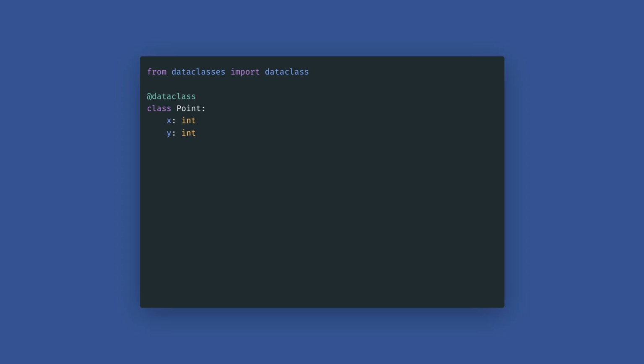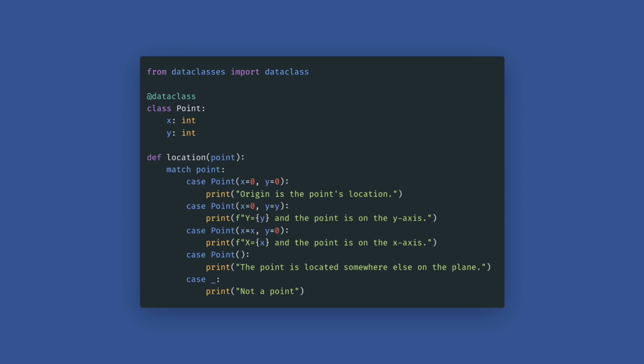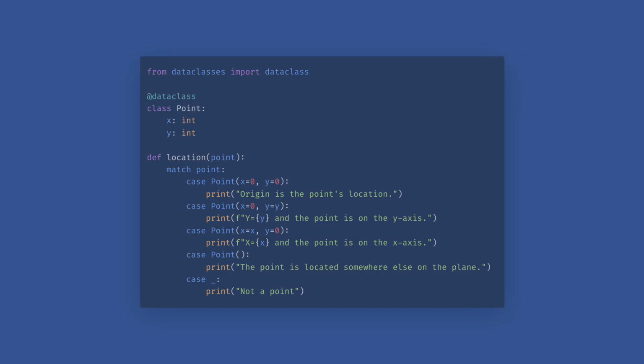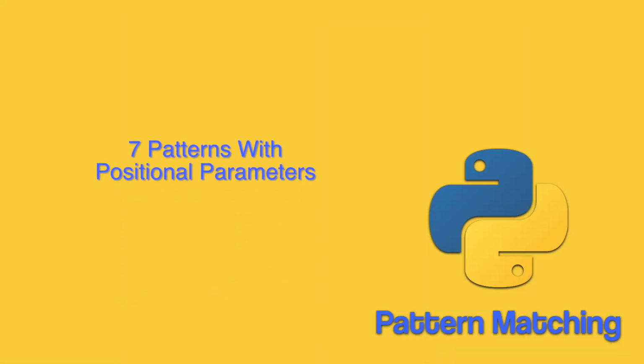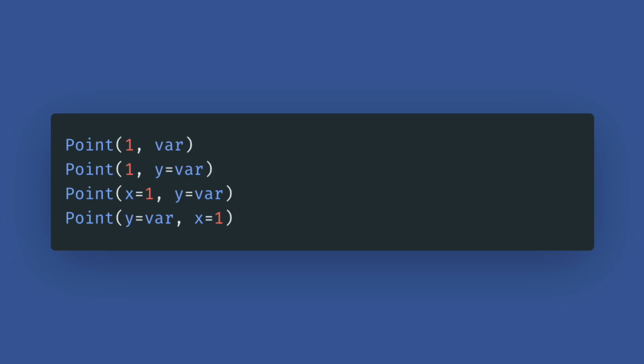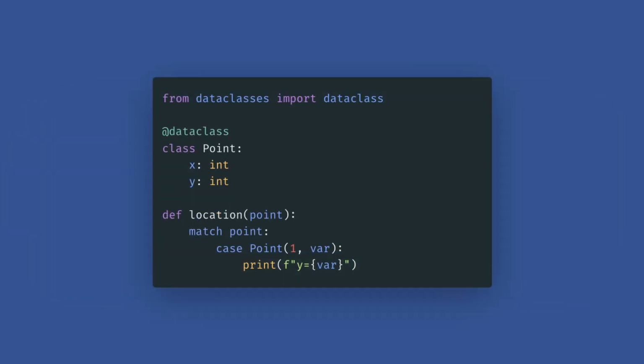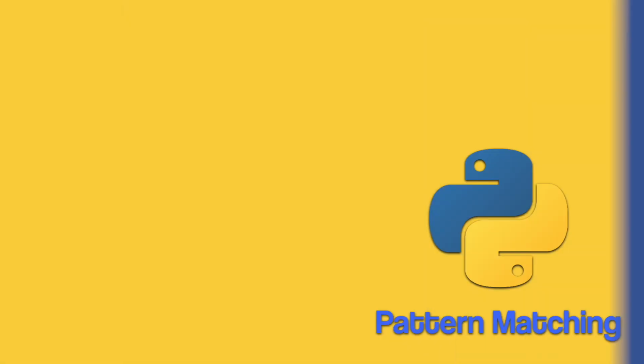If you are using classes to structure your data, you can use as a pattern the class name followed by an argument list that matches the arguments from the constructor. This pattern has the ability to capture class attributes into variables. We can use positional arguments if, for example, we use a built-in data class that provides an ordering for the attributes. Then all these patterns with positional arguments or keyword arguments are equivalent.